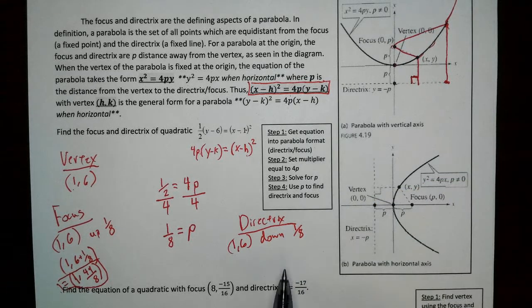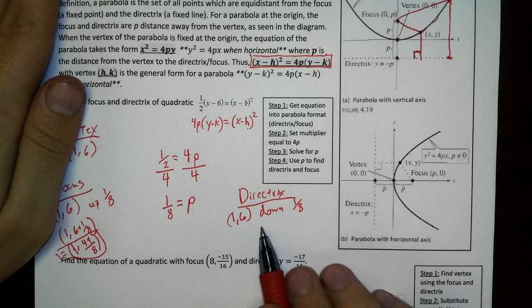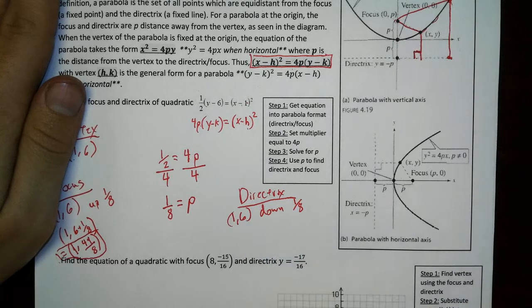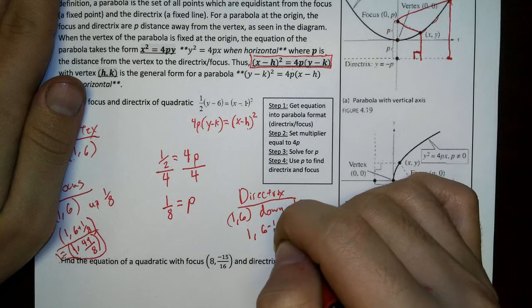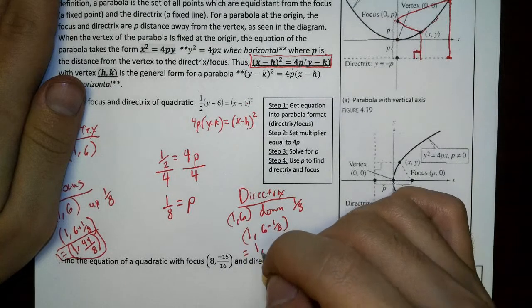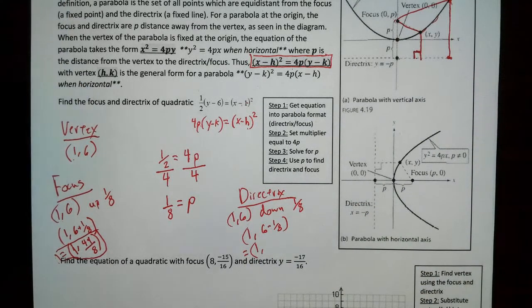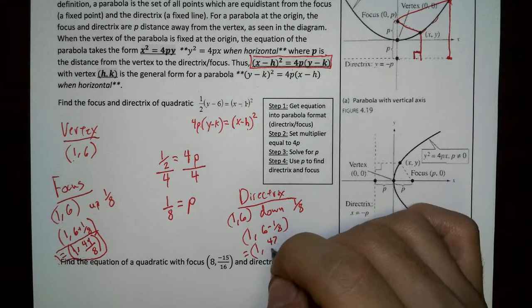There's really no good way to write this, so I'm just writing this out so we can see what the step is. We're going down 1/8, so from our y value, we're going to take away 1/8. So that'll be 1, 6 minus 1/8. Doing that math quickly with the fractions in the head: 6 times 8 divided by 8, 6 times 8 is 48, 48 minus 1 is 47, divided by 8.